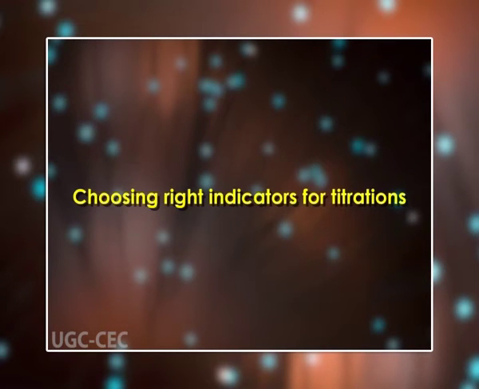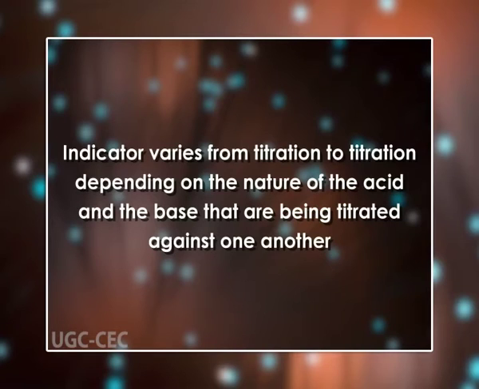Choosing the right indicators for titrations. We should remember that the equivalence point of a titration is where we have mixed the two substances in exactly equal proportions. We obviously need to choose an indicator which changes color as close as possible to that equivalence point. That varies from titration to titration depending on the nature of the acid and the base that are being titrated against one another.